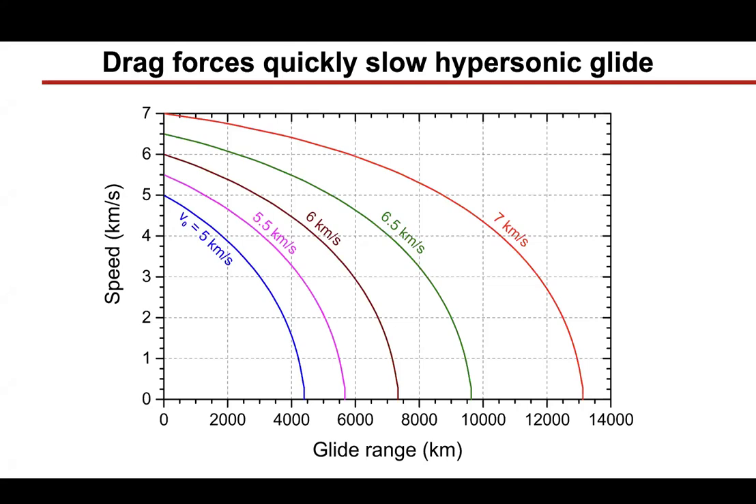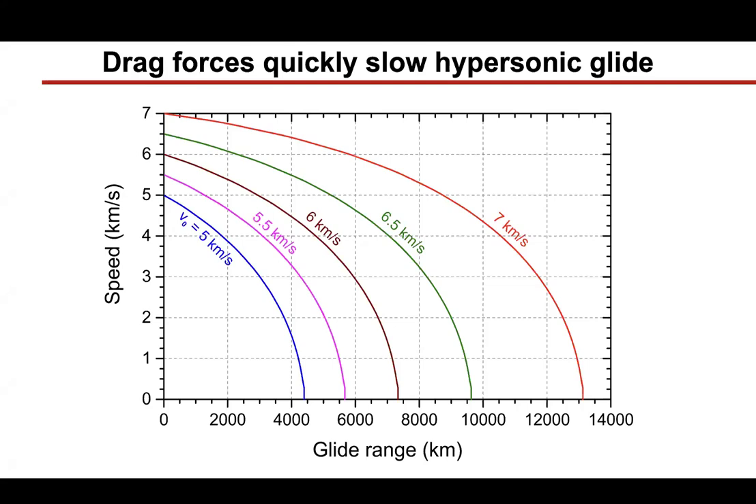Maybe you have a somewhat less expensive, slower system, 5 kilometers per second. I just show here a representative range of initial speeds. But what we see in all cases is that you start at a high glide speed, but as you move from left to right across the x-axis to greater glide ranges, that speed quickly decreases as you glide through the atmosphere and suffer the effects of drag.